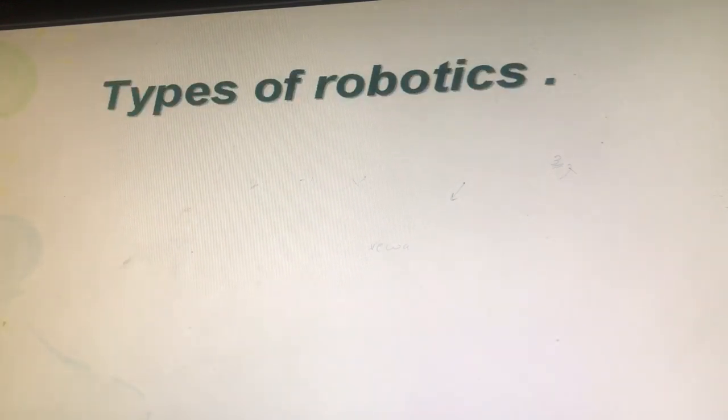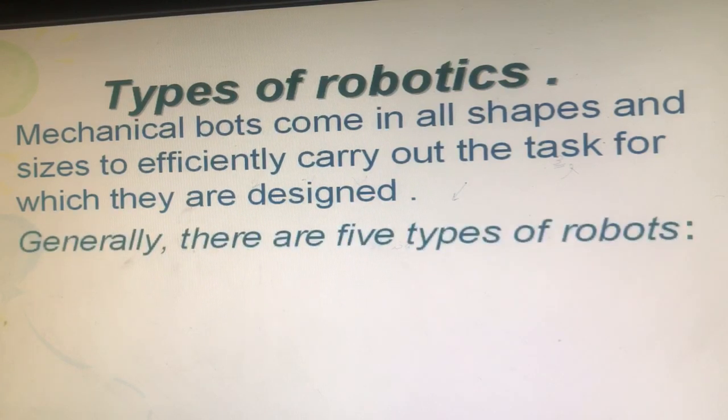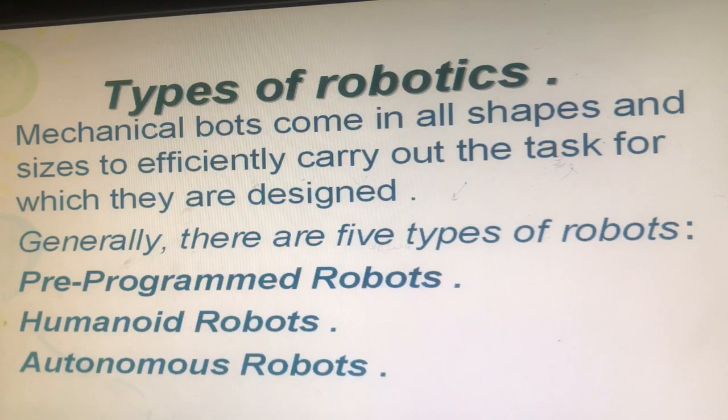Now I'm going to talk about types of robotics. Mechanical robots come in all shapes and sizes to efficiently carry out the tasks for which they are designed. Generally, there are five types of robots: pre-programmed robots, humanoid robots, autonomous robots, teleoperated robots, and augmenting robots. These are the five types of robots, as you can see.